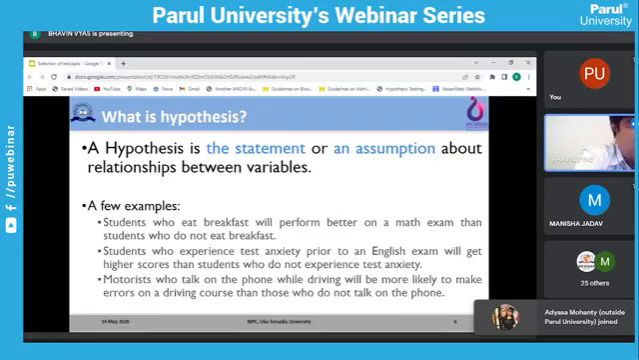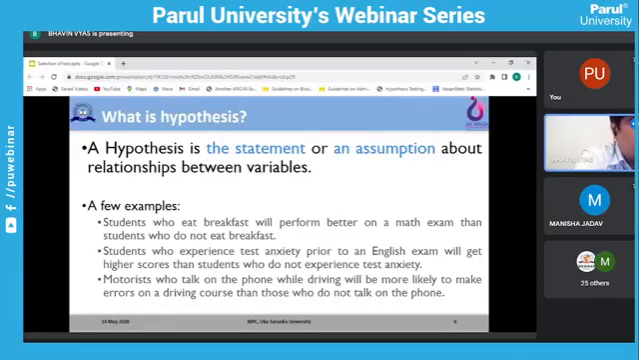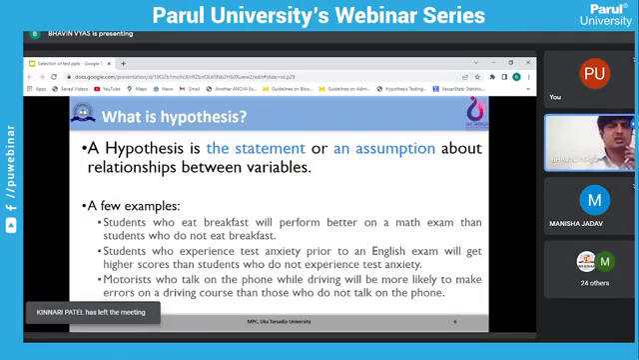A few examples I have given in this slide: students who eat breakfast will perform better on the maths examination than students who do not eat breakfast. This is my statement or assumption. Then I'll be doing my experiment. I'll be collecting exam performance data from the students who have had breakfast and the students who had no breakfast, and then I'll be comparing marks, the average or mean mark. So if I find a difference, then I can say the assumption or statement I have given was correct, or accepted, or it is rejected.